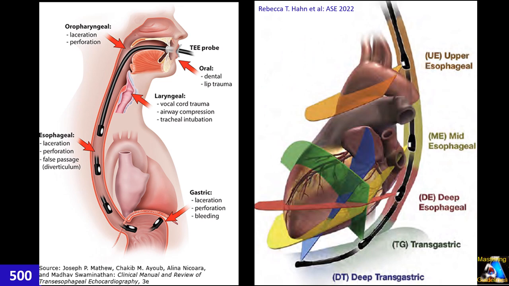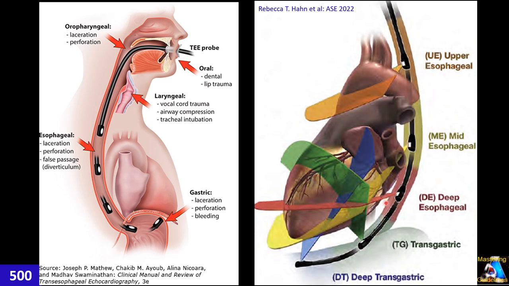Here you can see the location of the tip of the transducer inside the esophagus and its relationship and orientation with the heart. Usually, based on the American Society of Echocardiography, for a full study we do echo at five levels: upper, mid, and deep or distal esophageal, and then transgastric and deep transgastric. Later we will talk about that. That is a full study.